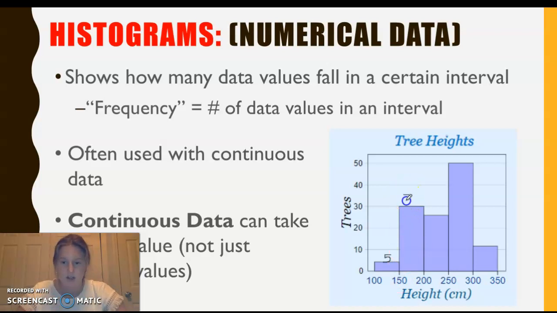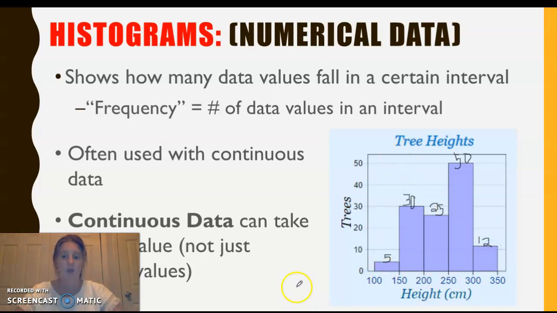So we have 30 trees that range from 150 to 200 centimeters. Here we have 25, it looks like 25, might be right in the middle of 20 and 30. Here we have 50. This writing is so bad. Okay, and here we have, what's that? A little bit over 10. Let's call it 12.